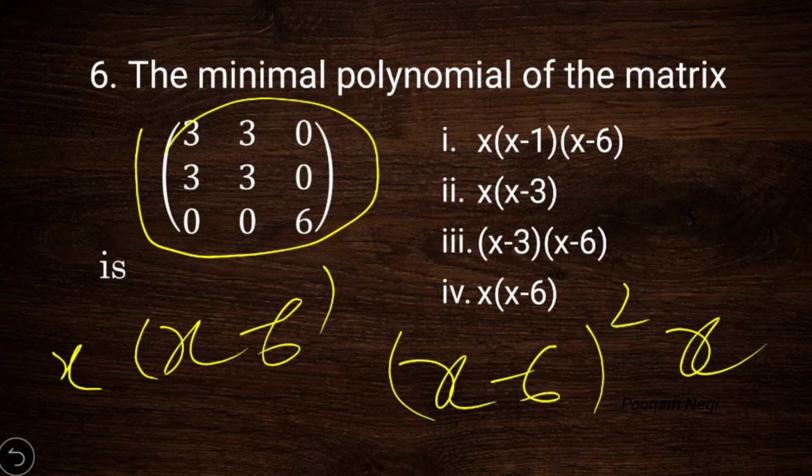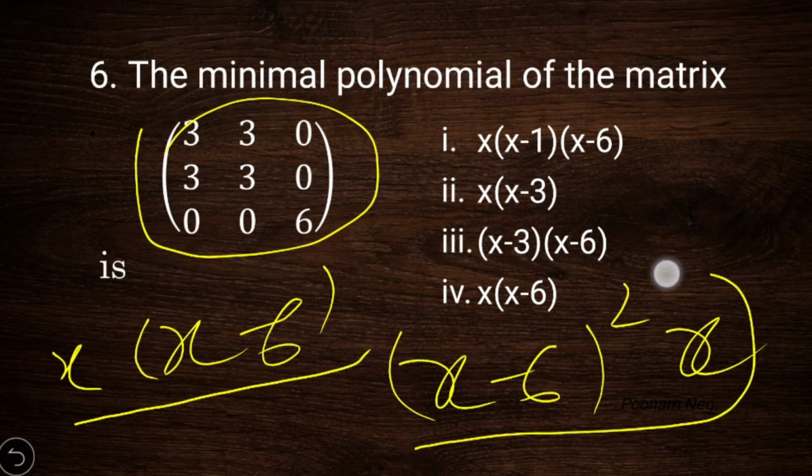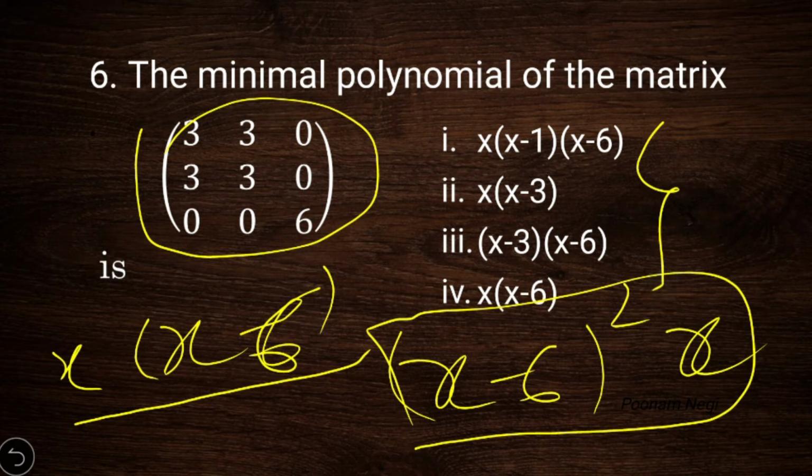That's why the choice of polynomial is either x into (x minus 6) or (x minus 6) whole square into x. As (x minus 6) whole square into x is not given in any option, x into (x minus 6) is the required minimal polynomial. So the correct answer is option number 4.